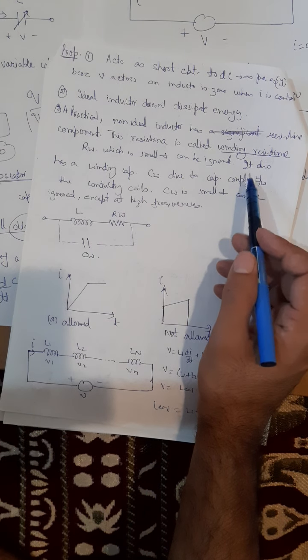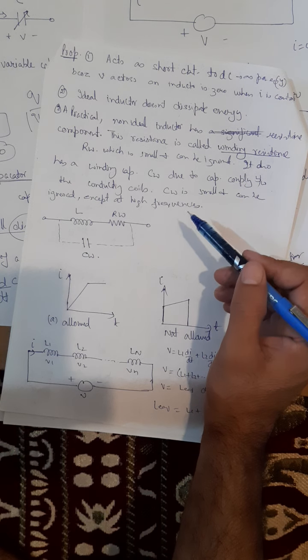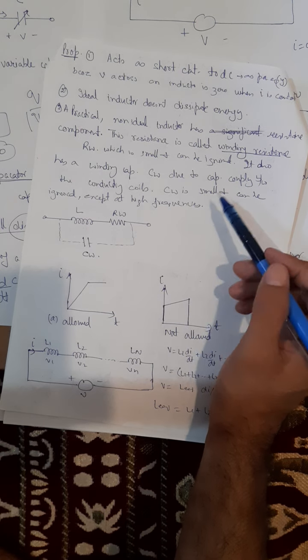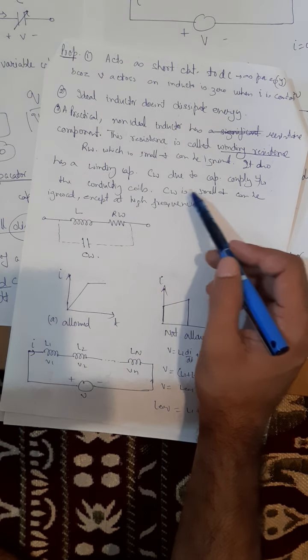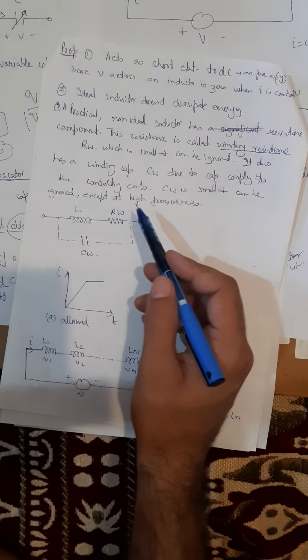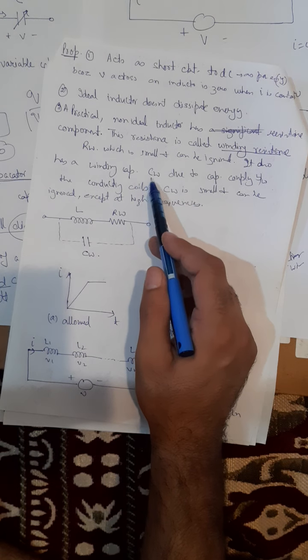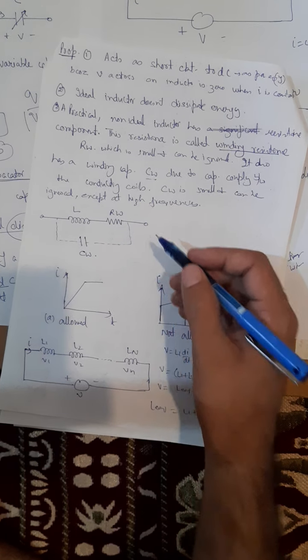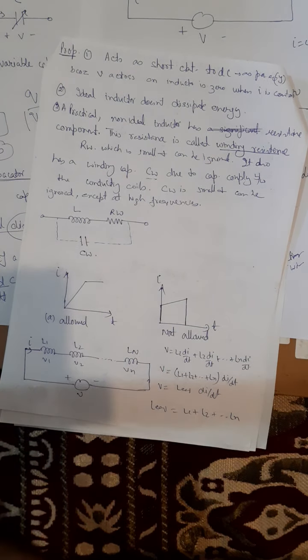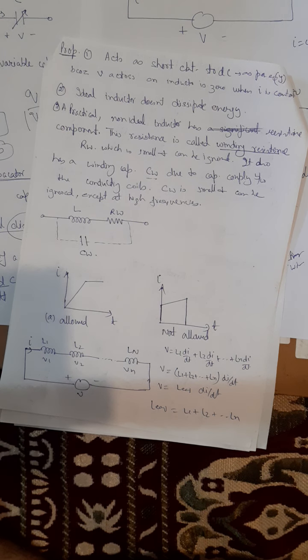But this inductor also has some winding capacitance as well, due to the capacitive coupling between the conducting coils. Winding capacitance is represented by Cw. This Cw is very small and can be ignored also, except at high frequencies, because you know that the capacitive reactance depends upon frequency as well.